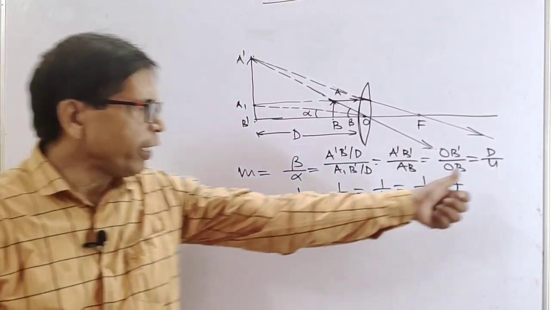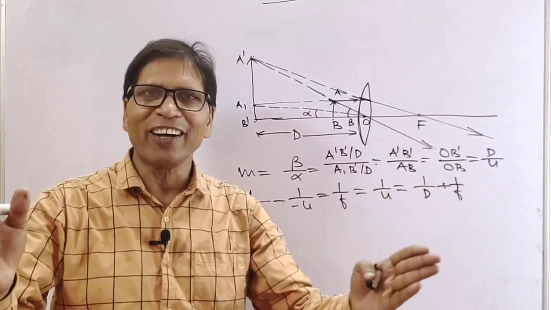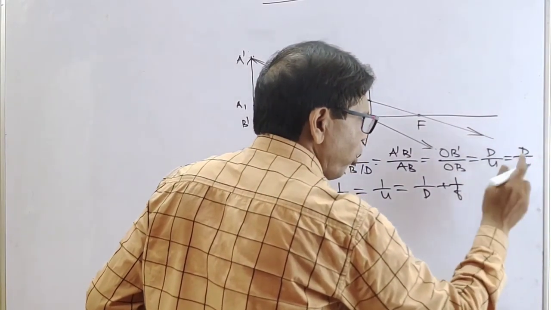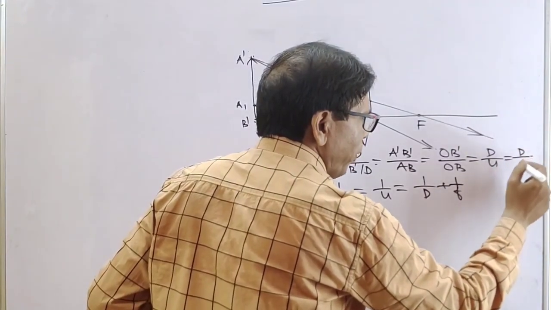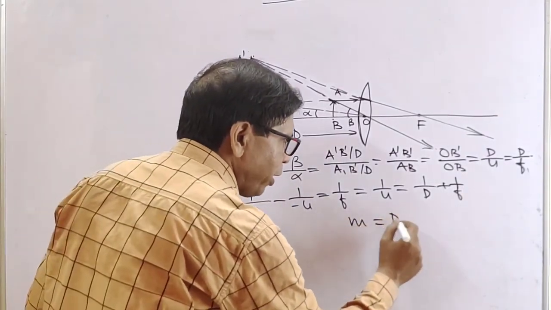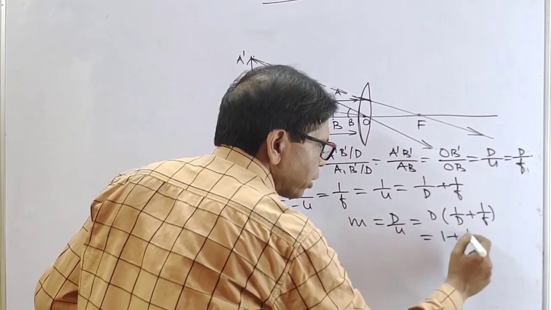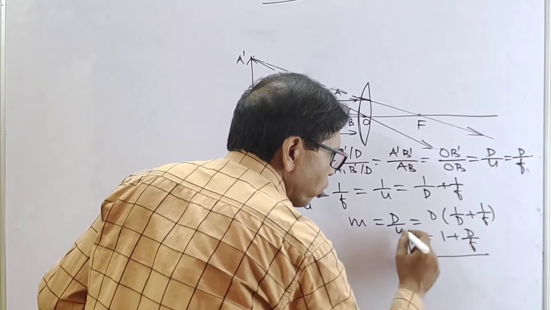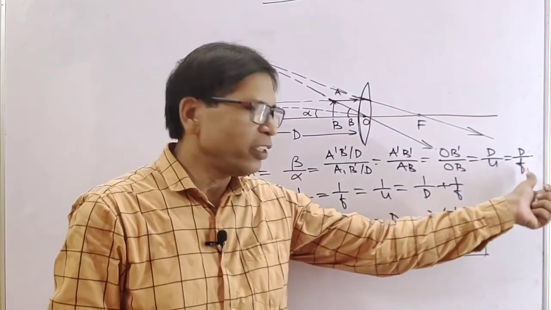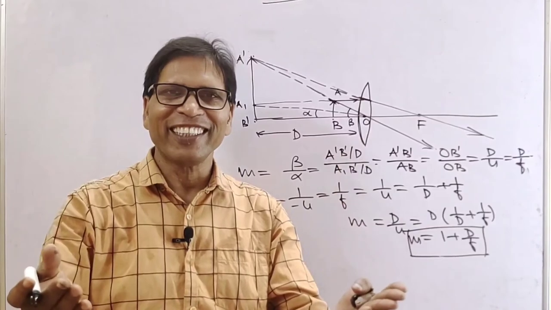Okay. For infinite focusing, that is, when the final image is formed at infinity, then U should be the focal length of the convex lens. So for infinite focusing, the angular magnification is D by F. And for distinct focusing, look at this, m equals D by U, that is D into (1 by D plus 1 by F). So look at this, 1 plus D by F. This is the expression for angular magnification for distinct focusing, and the previous one is the normal focusing. To get higher magnification, we should use a convex lens of smaller focal length, okay?